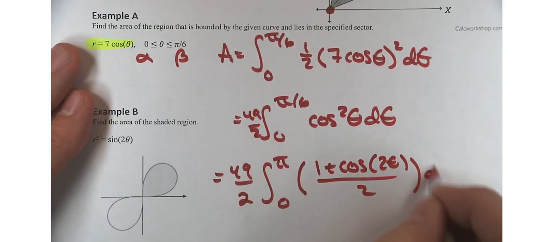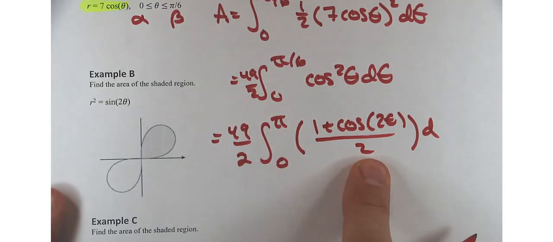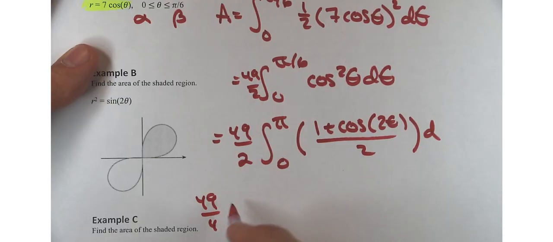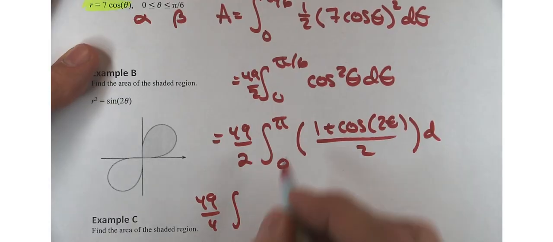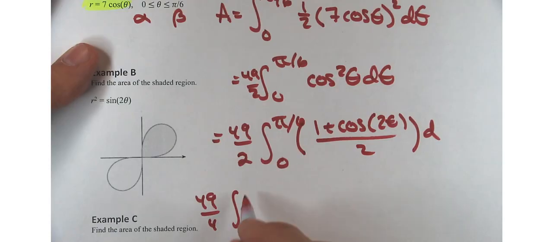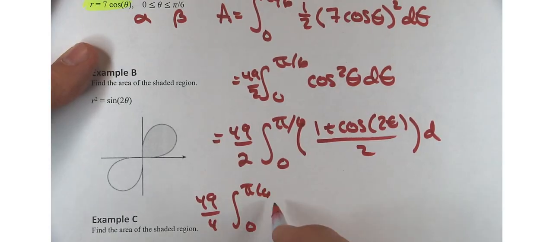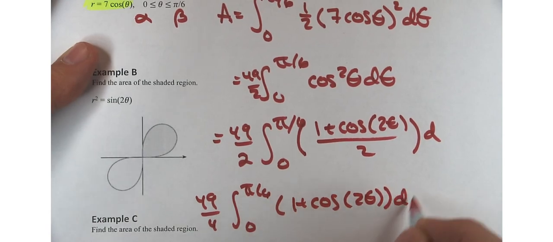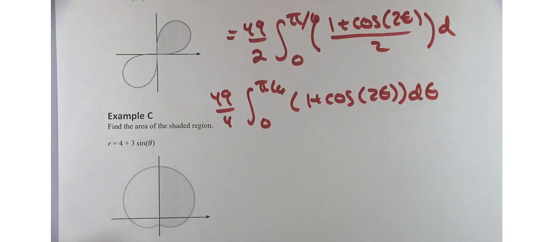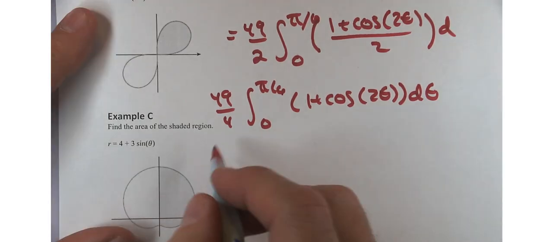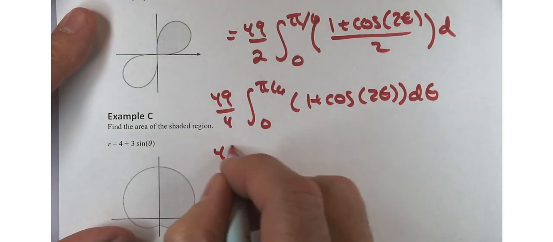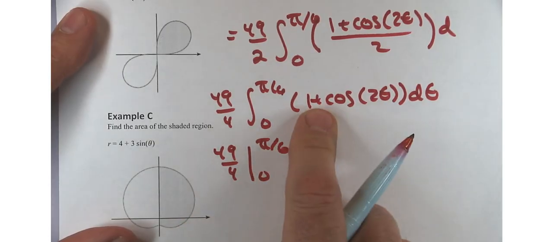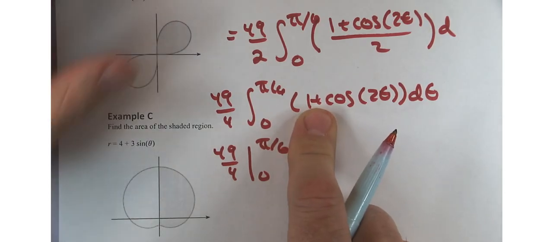all over 2. Now that 2 in the denominator can come out in front, so it's going to give me 49 over 4 times the integral from 0 to pi over 6 of 1 plus cosine of 2 theta d theta. I'll keep this 49 over 4 out in front. 0 to pi over 6. The antiderivative here is just going to be theta.